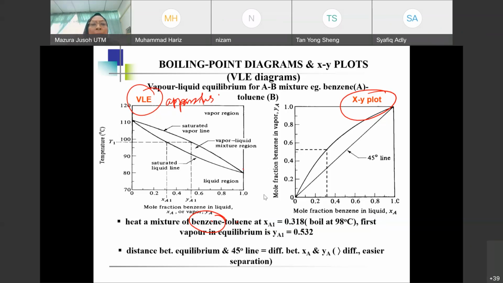All right, so let's see how you produce this VLE diagram first, and then we'll go into the XY plot. Okay, the VLE diagram is produced, for example, in this case, by heating the mixture of benzene and toluene. Any mixture that you have, okay, for this particular mixture, you don't even know what the composition is, or you know the beginning composition.